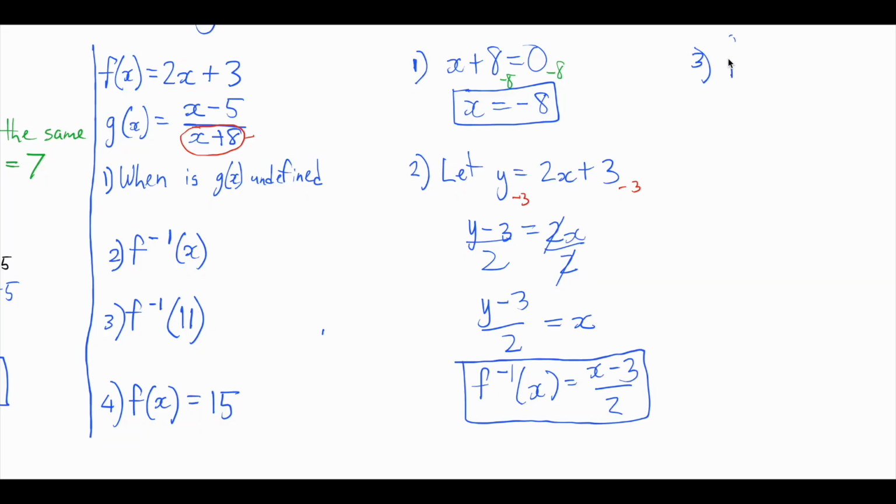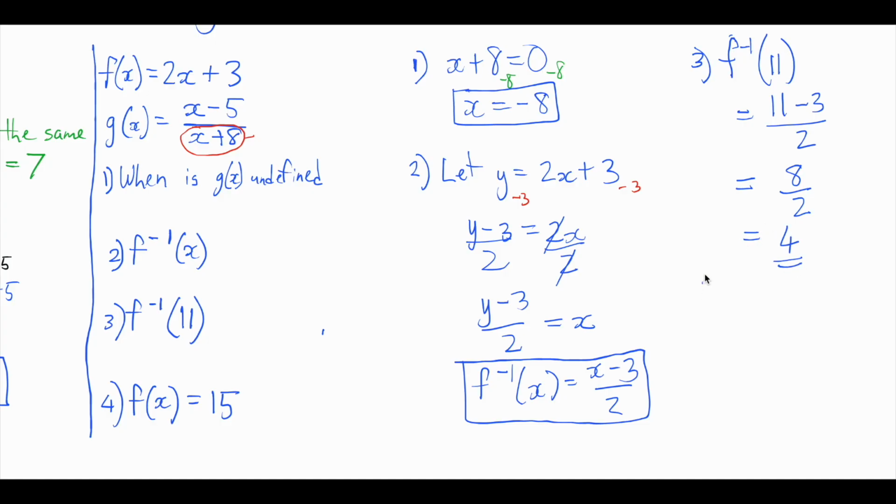So then now the next one here. With this one here, for f inverse, we put in the input as 11. All we need to do is substitute this x with 11. So then we would have (11 take away 3) over 2. So we got that from this right here. So then 11 take away 3 is 8. 8 divided by 2 is 4. So our answer here is 4.